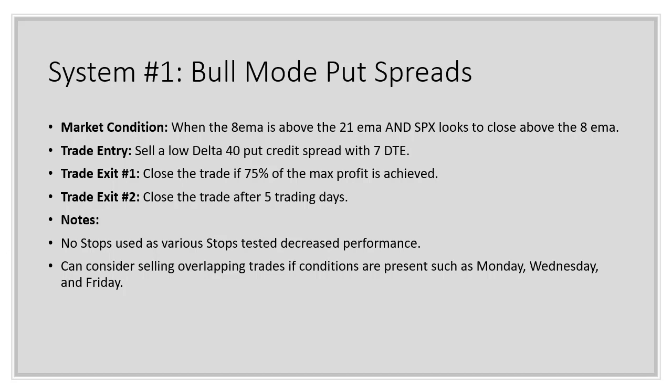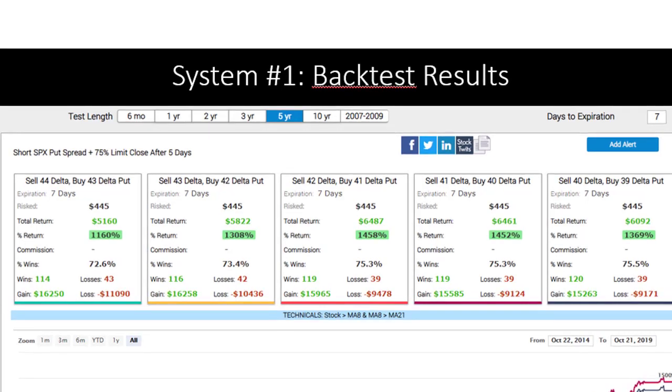All right, so let's just take a quick look at what those results are. And this is going back 5 years. And again, you'll see here the Delta 44, Delta 43, 42. We're all selling Delta 40s.